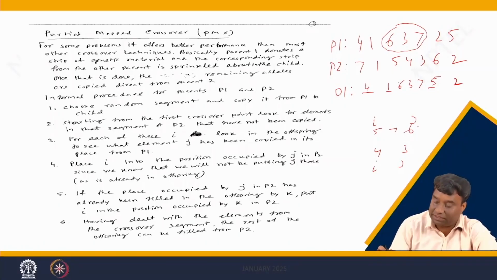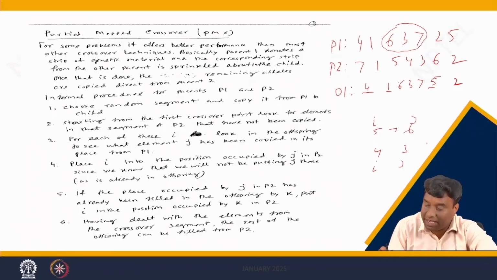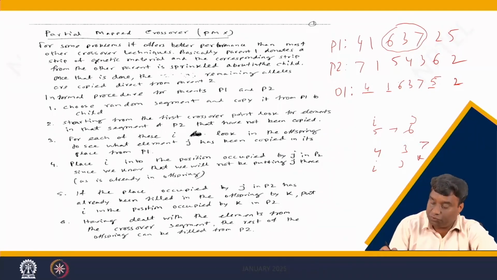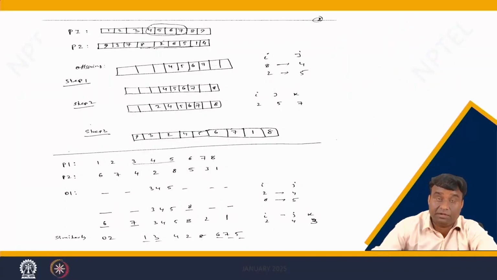Similarly for the next I, J, K also. Here K is basically 7. So in the place of 7, put I, 4. So this is the partial mapped crossover. Let us try to understand it with the help of another example.